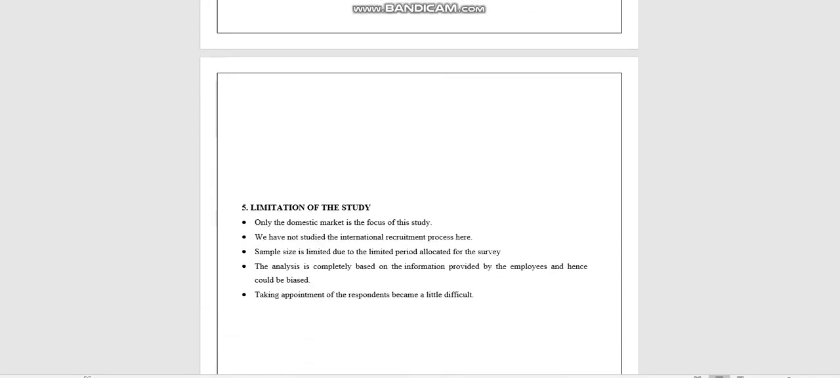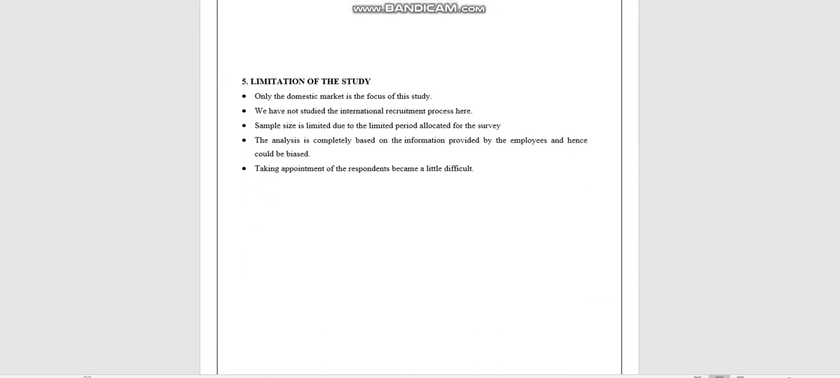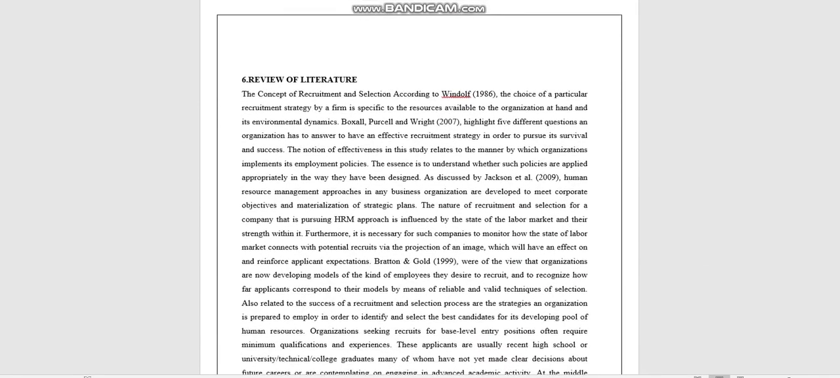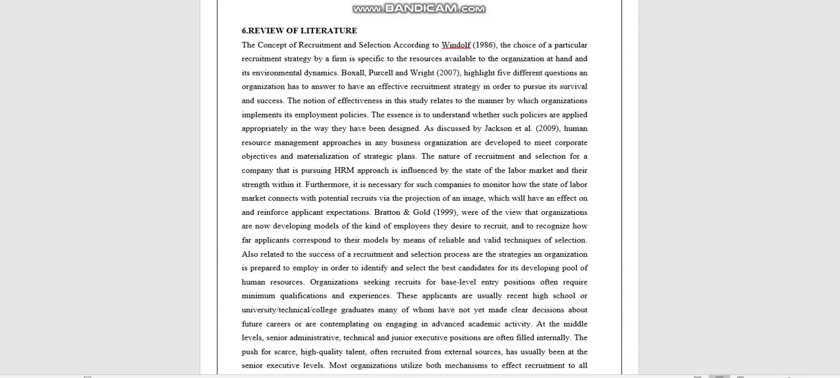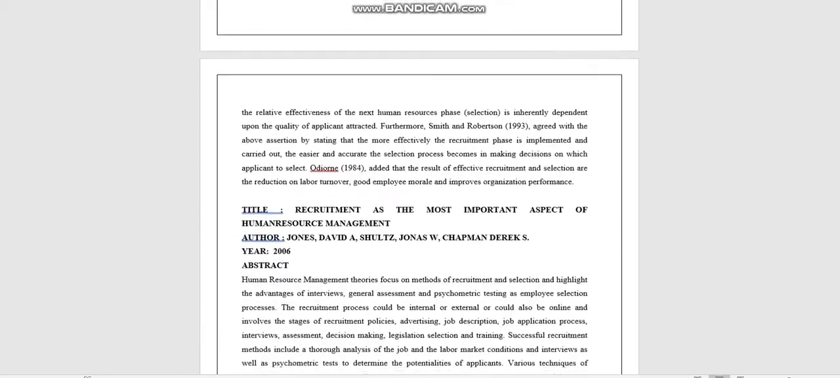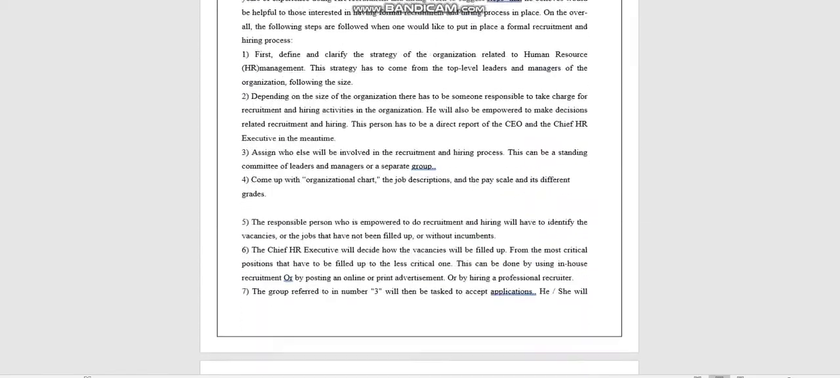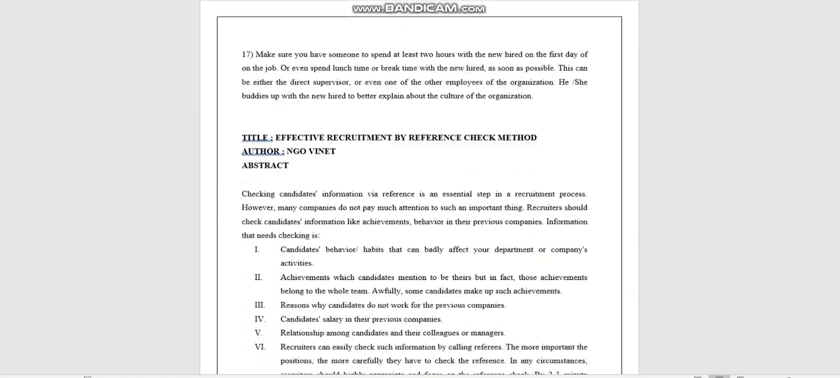And next I'm moving on with limitations of the study. While undergoing the study, I had major drawbacks and major disadvantages. So all of those I will be specifying in the limitations of the study. And next I'm moving on to the next chapter, which is called the review of literature. This review of literature mainly contains the general information and journal paper publication information related to the recruitment and selection process. So those contents will be added in this review of literature.